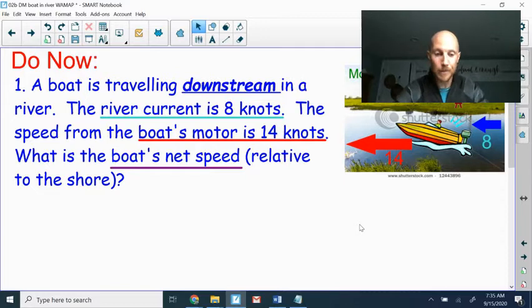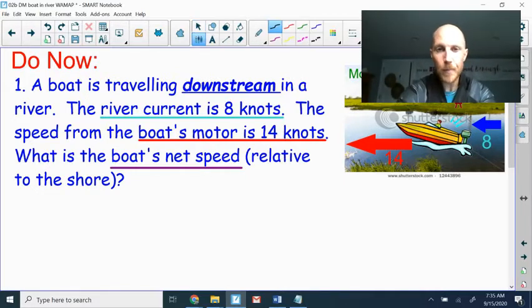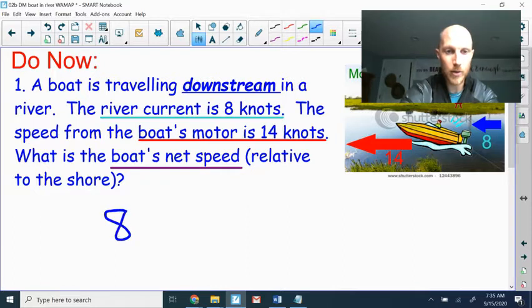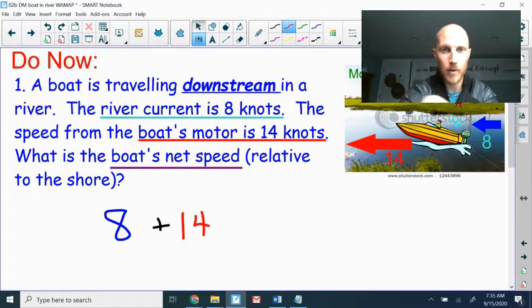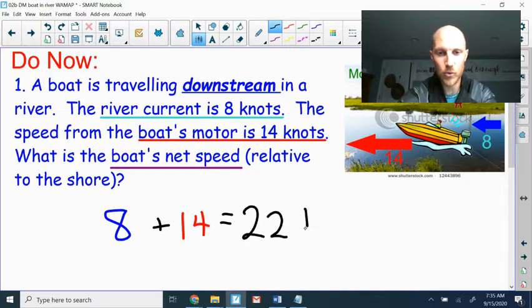All right. Well, now that you've had a chance to do it on your own, nice work. Let's take a look at this one. The boat and the current are both going in the same direction. So we'll start with the current at 8. I'm going to add them together because they're both going in the same direction. The boat is 14. 8 plus 14 is 22 knots.